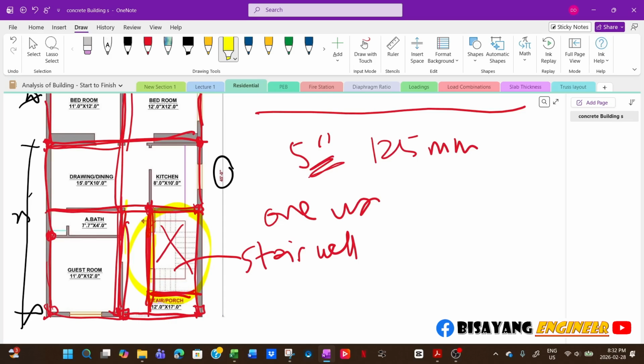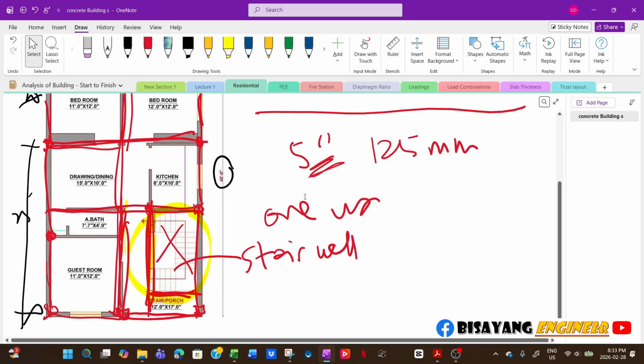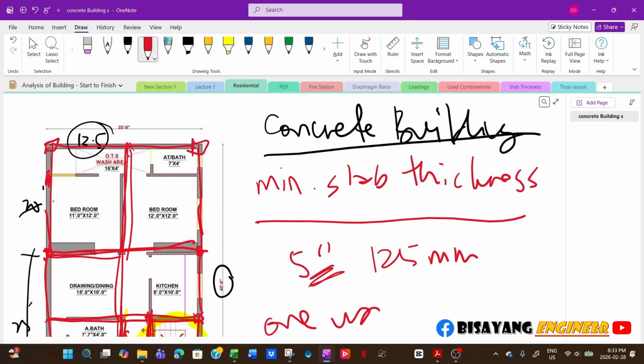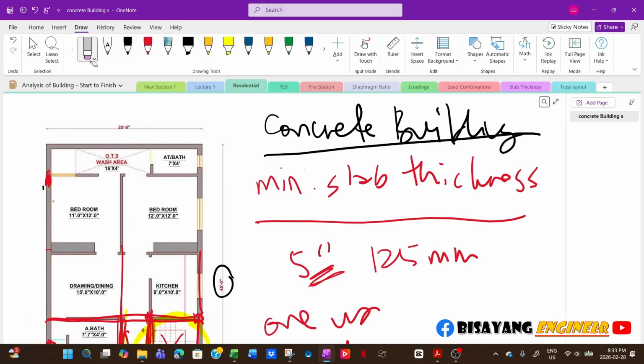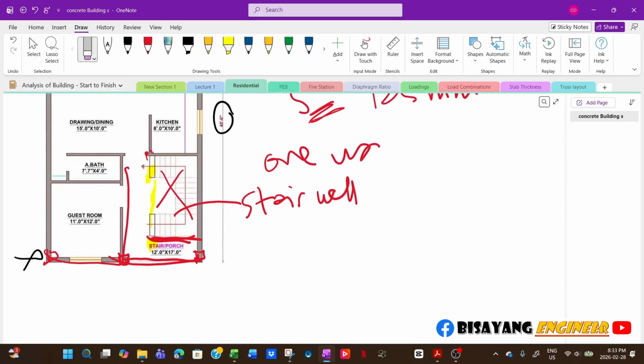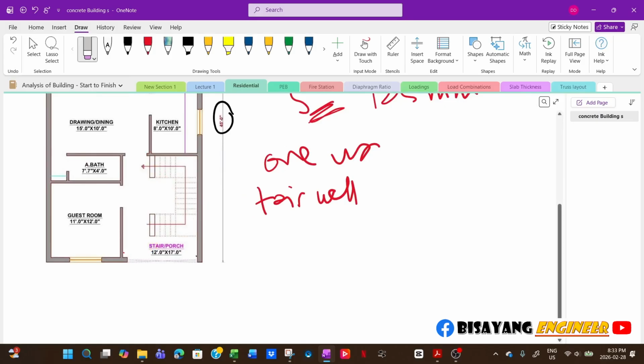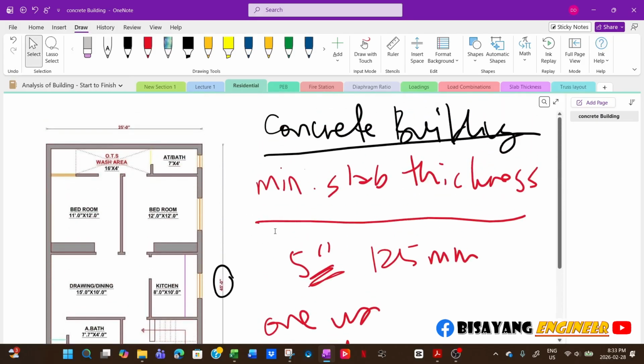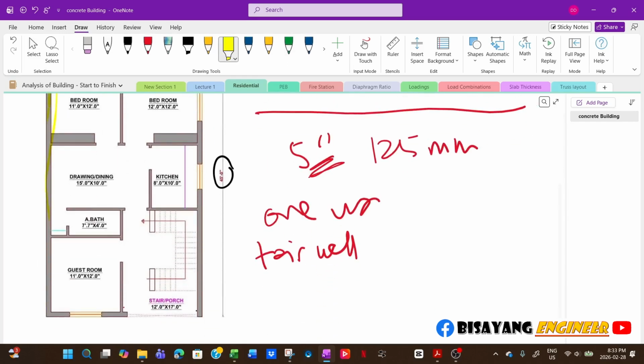Now it will be the same. If you are using masonry, like a load bearing masonry wall, then this entire perimeter would be load bearing, and then it will be different.